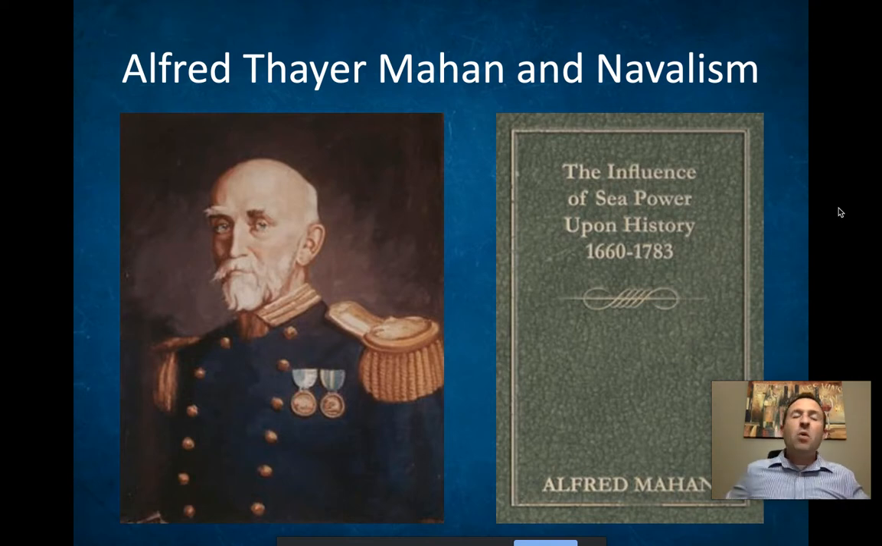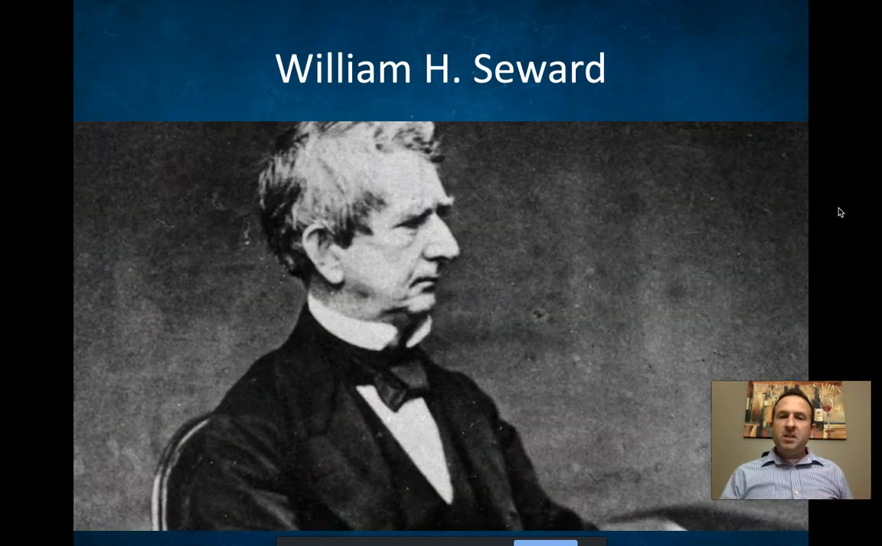Now, this process, however, remember the goal here is to get to China, right? This process starts very, very slowly. It starts with this man right here, William Seward. Now, William Seward was Andrew Johnson's Secretary of State, and he saw the potential in Southeast Asia as a marketplace.